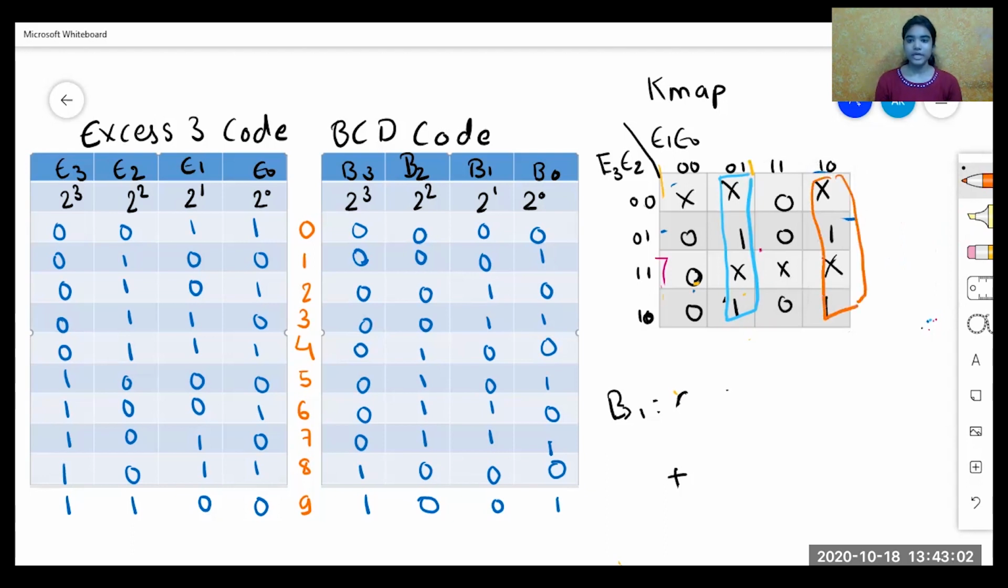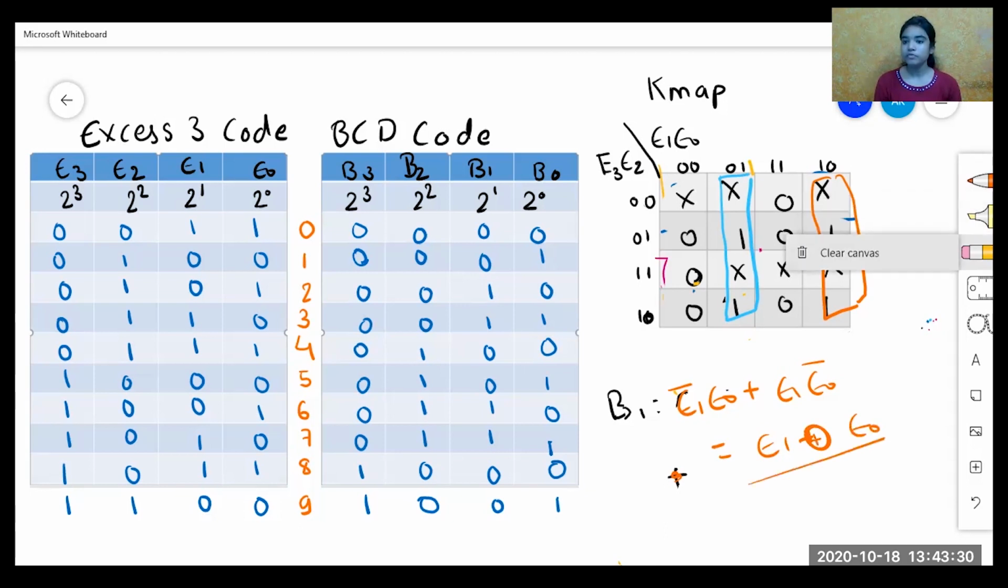Okay. So in this grouping, we see that nothing is common horizontally, but vertically for the blue box, it's 0, 1. That is E1 bar E0. And for this orange grouping, it's 1, 0. That is E1 E0 bar. This is nothing but E1 XOR with E0. Okay. So this is the final output for B1.